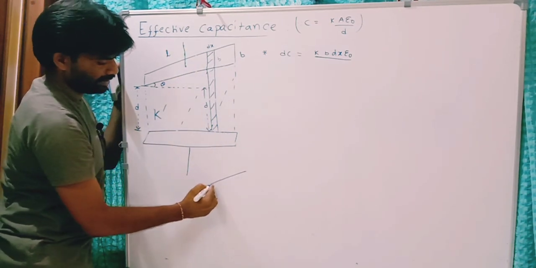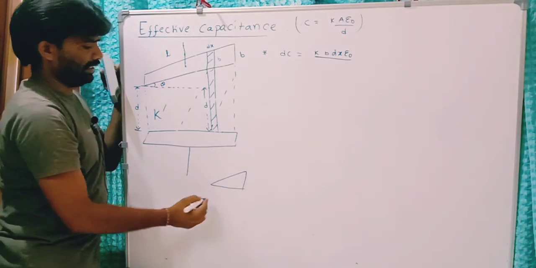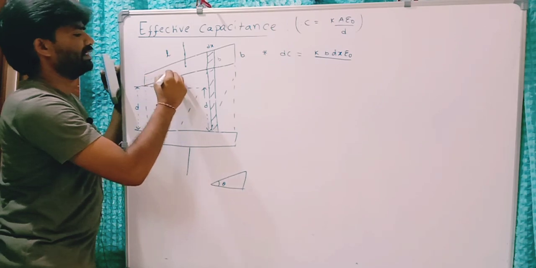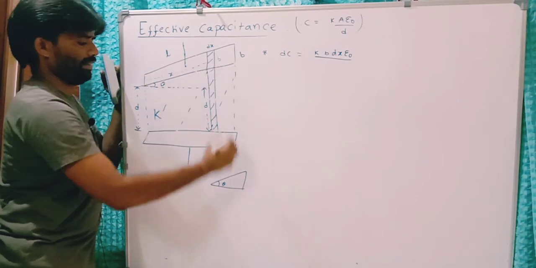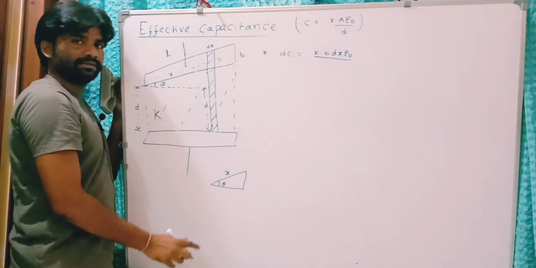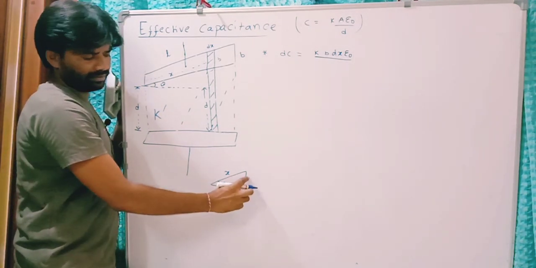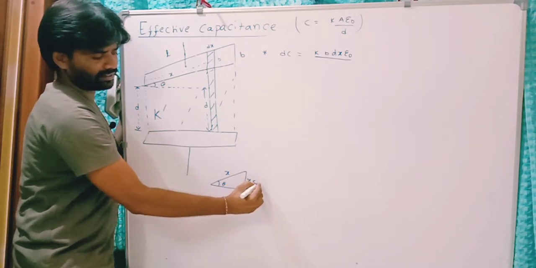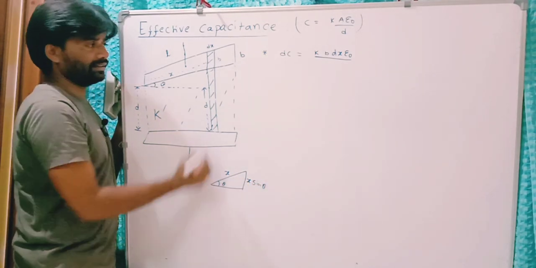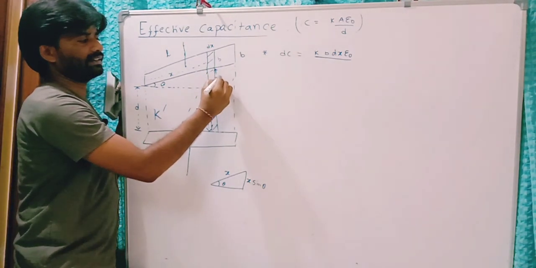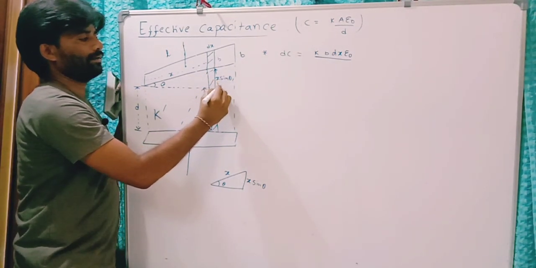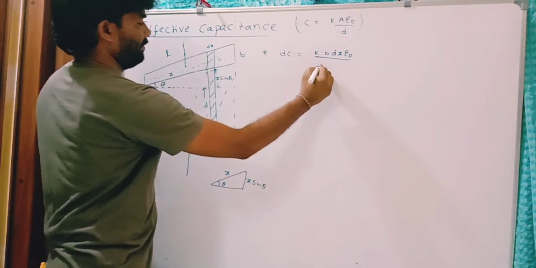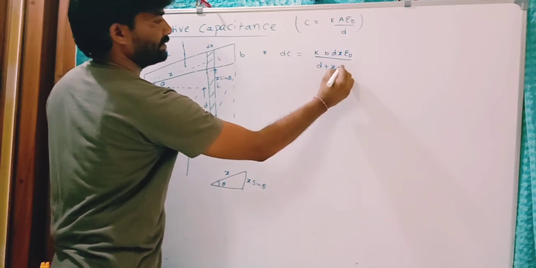For that you can take this triangle, and this is angle theta. If the distance of the element from this end is x, then by taking sin theta, you can write this side as x sin theta. So the gap between the two plates at this element is d plus x sin theta.